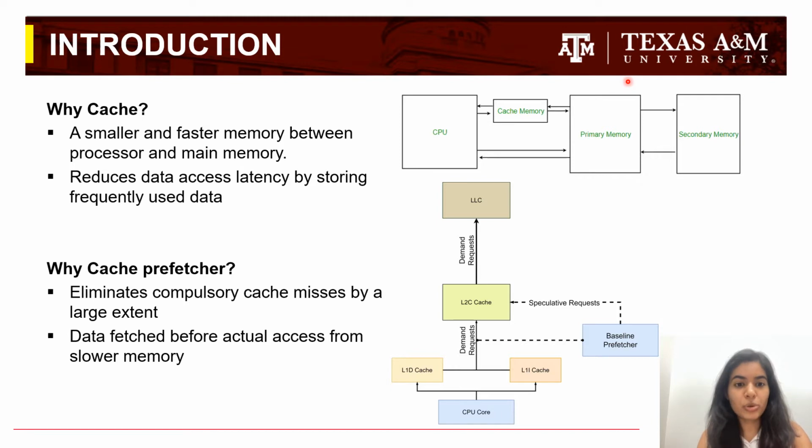Different architectures employ multiple levels of caches as we can see in this diagram. L1 cache is the one that is closest to the processor, and then we have the L2 cache and the last level cache. The cache size and the access latency of the cache levels increases as we go away from the core. We also know that cache misses are expensive.